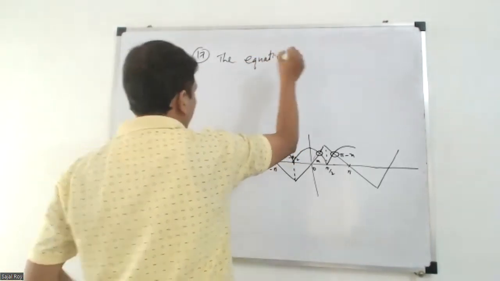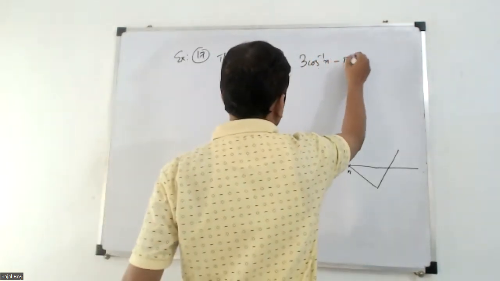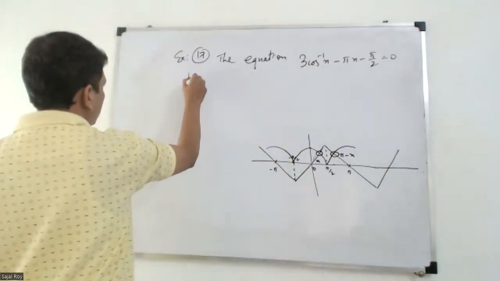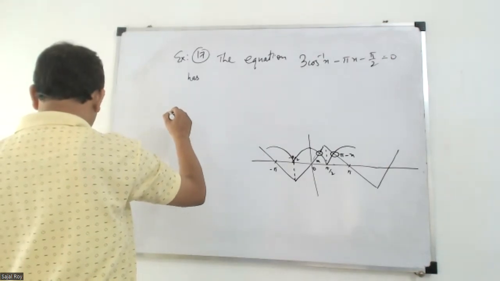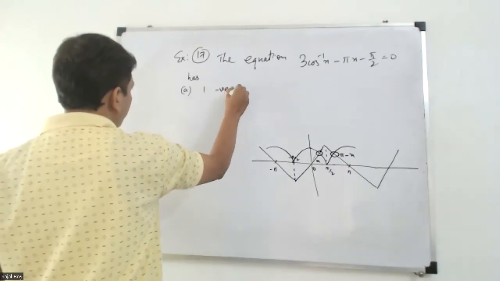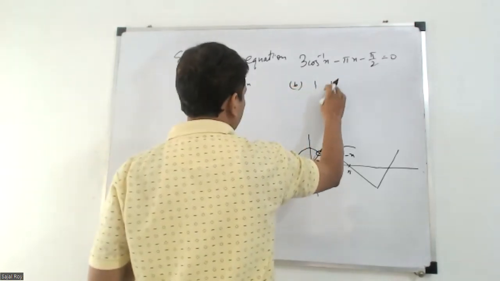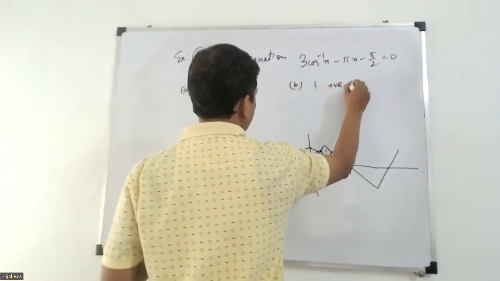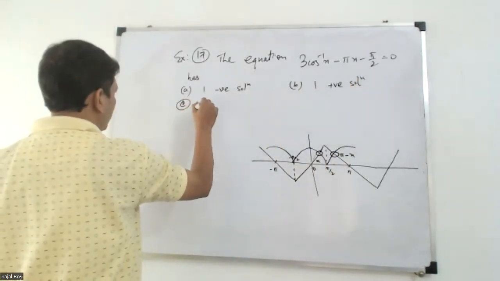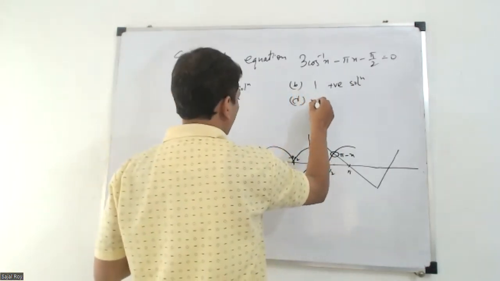Next question, the equation 3 cos inverse x minus pi x minus pi by 2 equal to 0 has option A, one negative solution, option B, one positive solution, option C, no solution, option D, more than one solution.